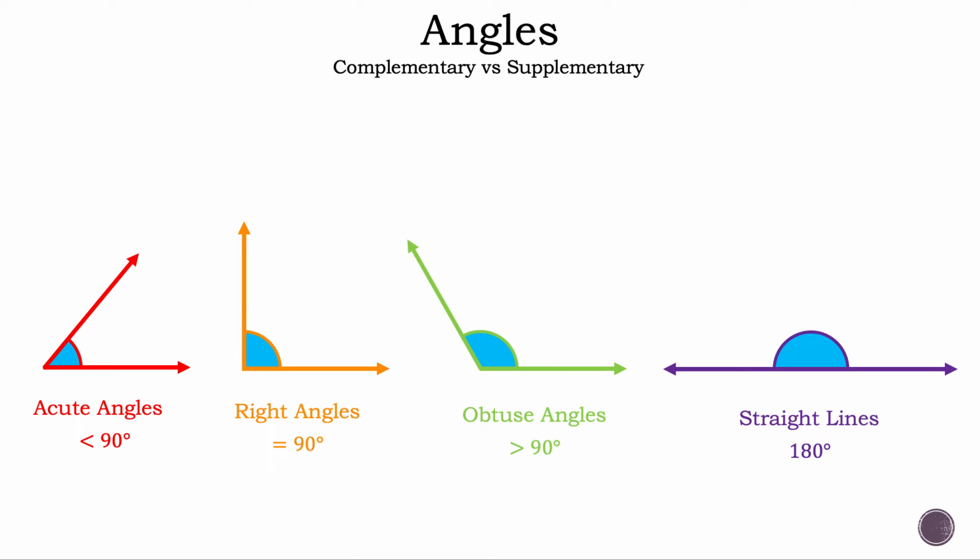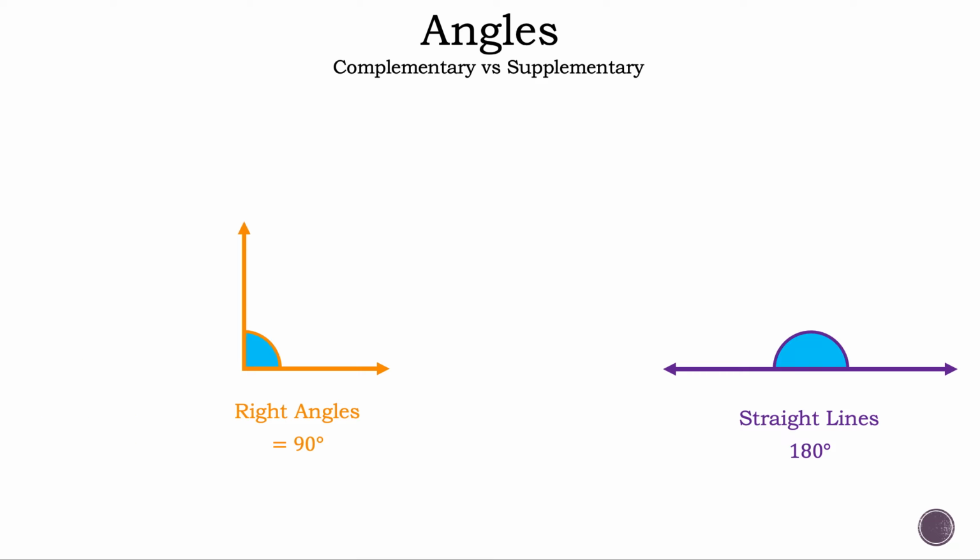Remember, two of these angles are part of the definitions of complementary and supplementary angles. Which two do we think they are? That's right, right angles and straight lines.